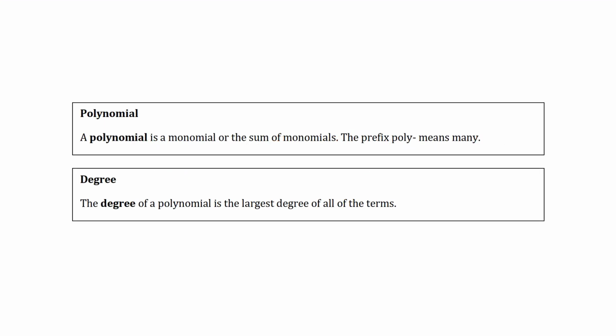Next, we're going to go over the definition for a polynomial and the degree of a polynomial. It states here a polynomial is a monomial, or the sum of monomials. The prefix poly means many. Next, we have the definition for degree. It states here that the degree of a polynomial is the largest degree of all of the terms.